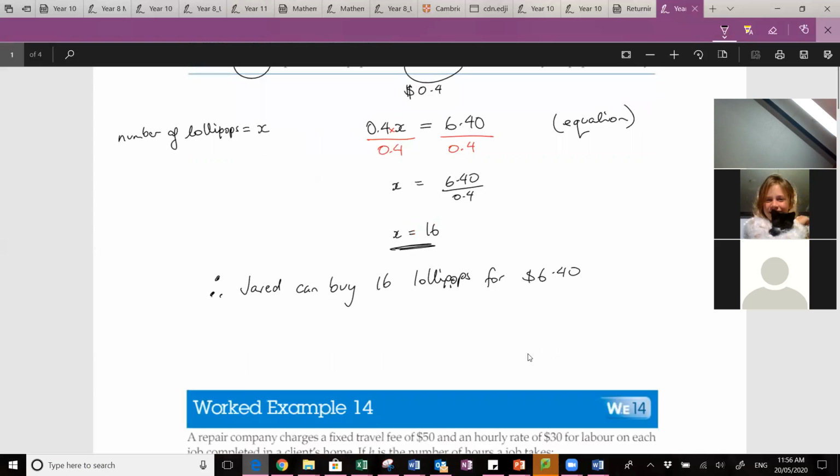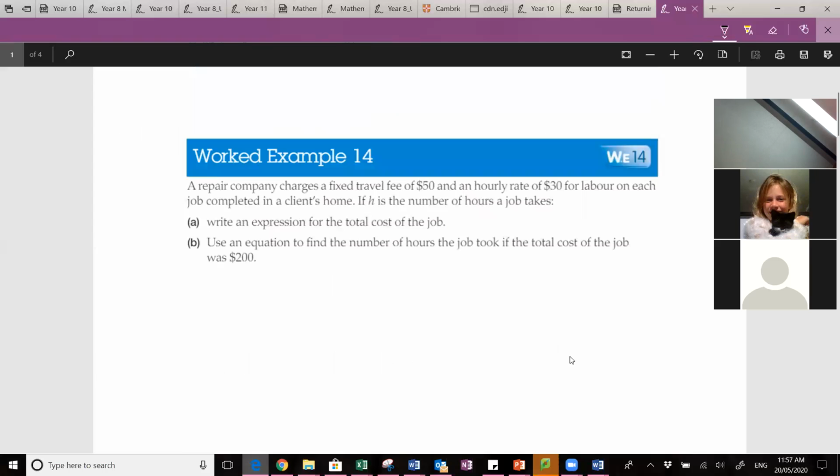Okay, let's have a look at the next one. Here we go. A repair company charges a fixed travel fee of $50 and an hourly rate of $30 for labour on each job completed in a client's home. If H is the number of hours a job takes, write an expression for the total cost of the job. Use an equation to find the number of hours the job took if the total cost of the job was $200. Okay, so this question is quite involved.